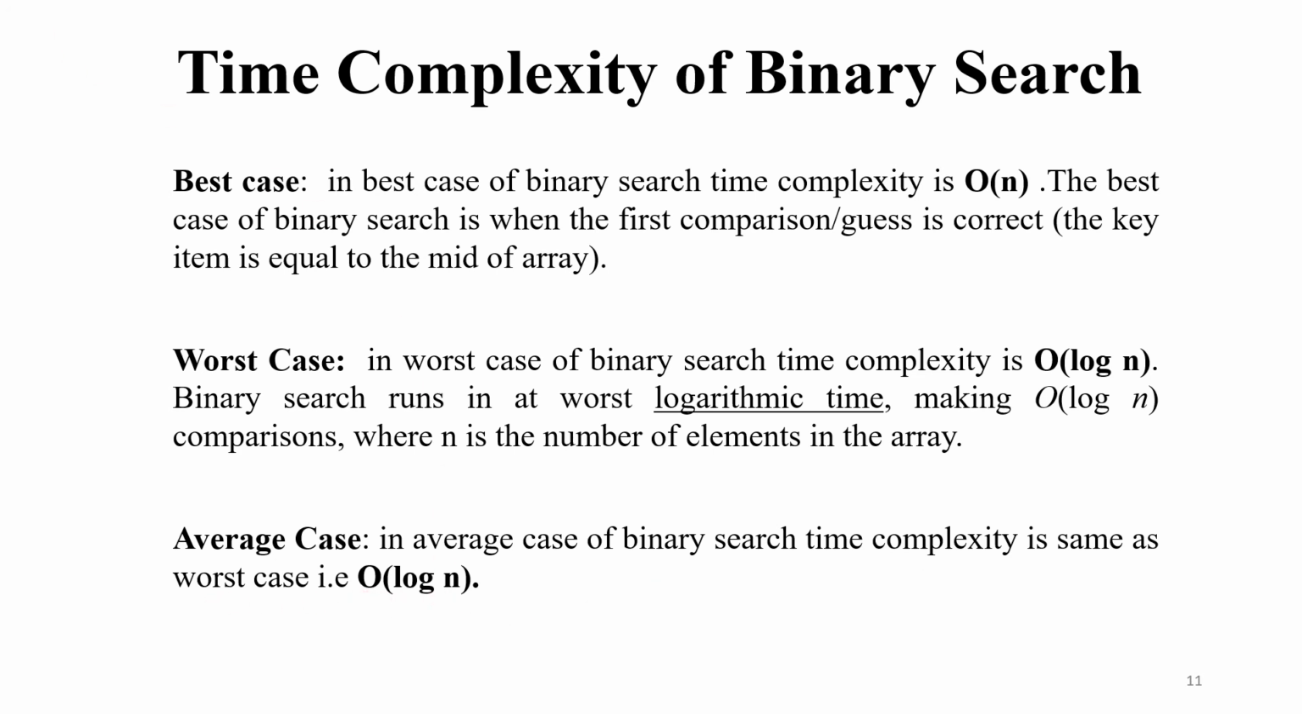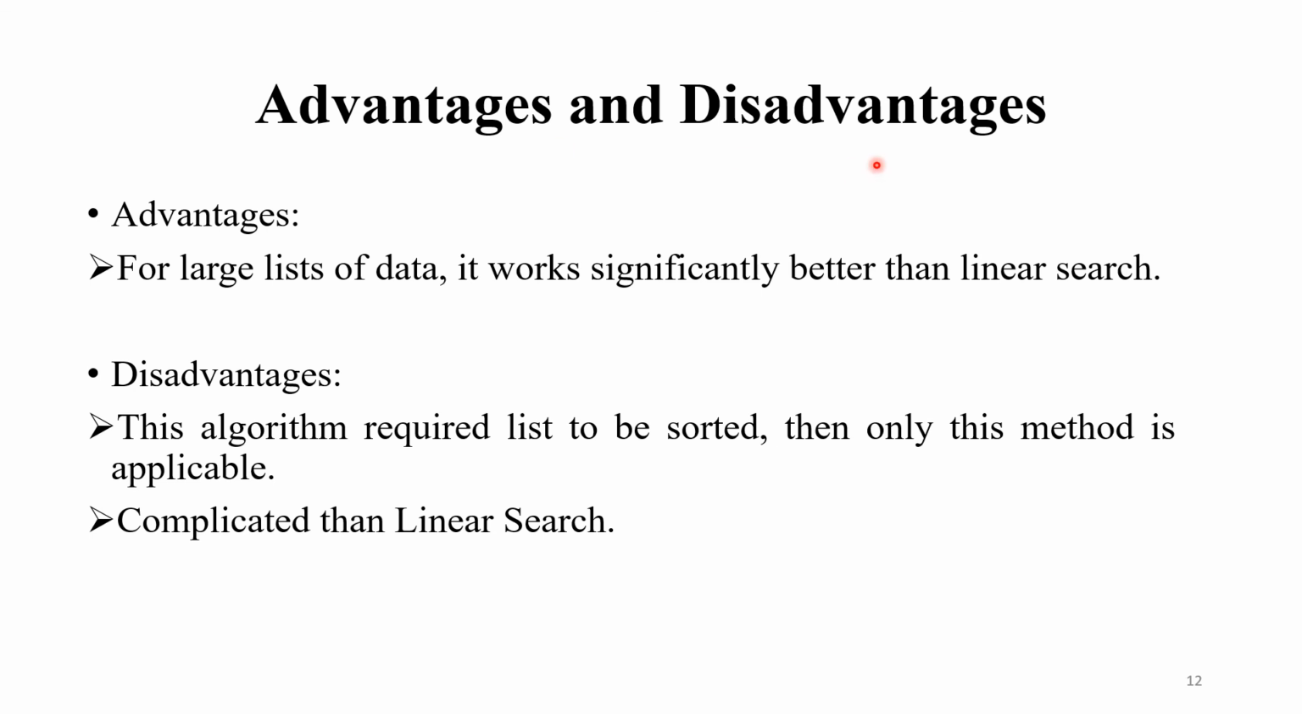Advantages and disadvantages. In advantages, for a large list of data, it works significantly better than linear search. Binary search is a faster method than linear search. Disadvantages: this algorithm requires the list to be sorted. Only then is this method applicable. We require only sorted data for binary search. And the second point is that it is more complicated than linear search.